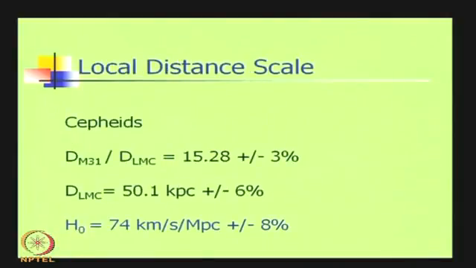Now, once you have reached M31, you can then use the Cepheid variables to determine the ratio of the distance between M31 and the Large Magellanic Cloud, and this comes out to be 15.28 plus minus 3%. And the distance to LMC can be determined from a variety of methods.